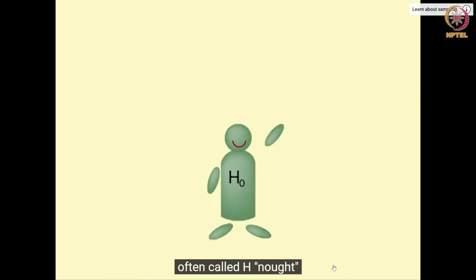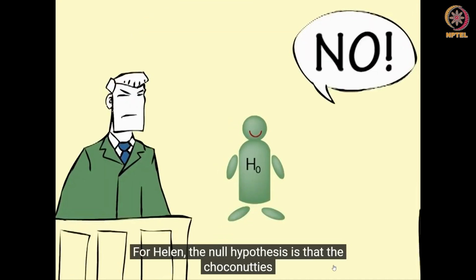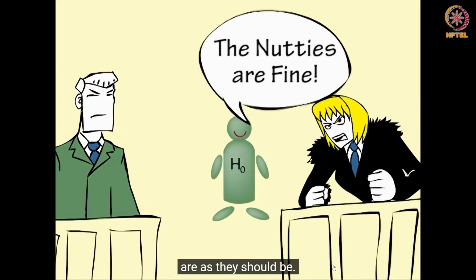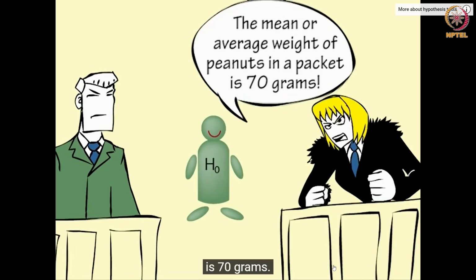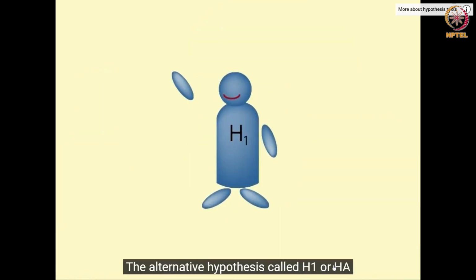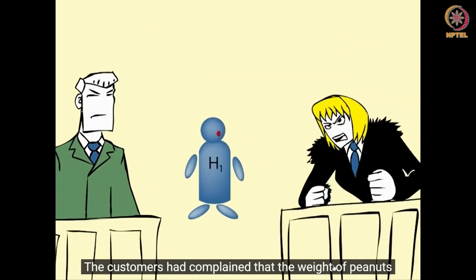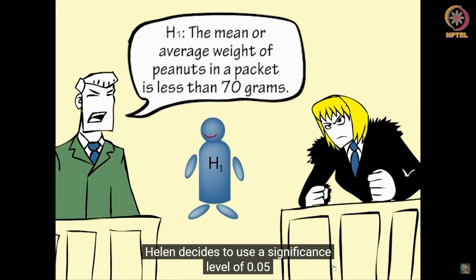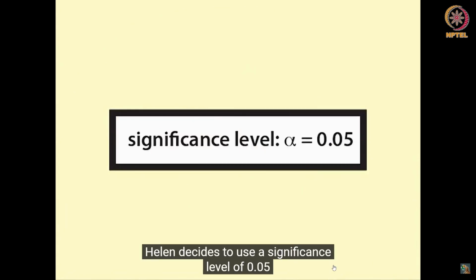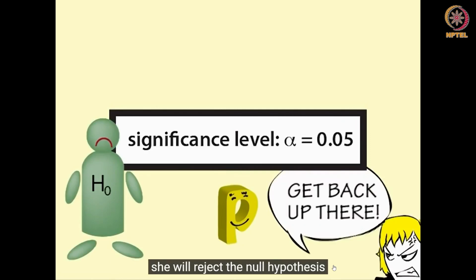The null hypothesis, often called H0, is the thing we are trying to provide evidence against. For Helen, the null hypothesis is that the choconutties are as they should be. The mean or average weight of peanuts in the packet is 70 grams. The alternative hypothesis, called H1 or HA, is what we're trying to prove. The customers have complained that the weight of peanuts is less than what it should be. So the alternative hypothesis is that the average weight of peanuts is less than 70 grams. Helen decides to use a significance level of 0.05. If the p-value is lower than this, she will reject the null hypothesis.